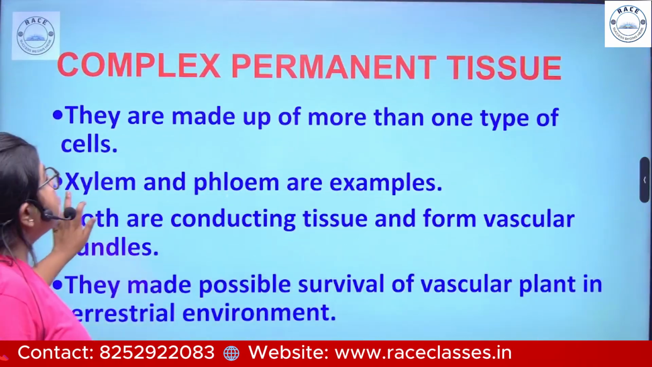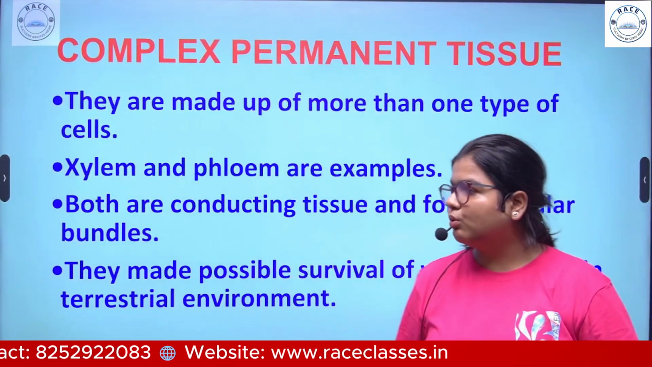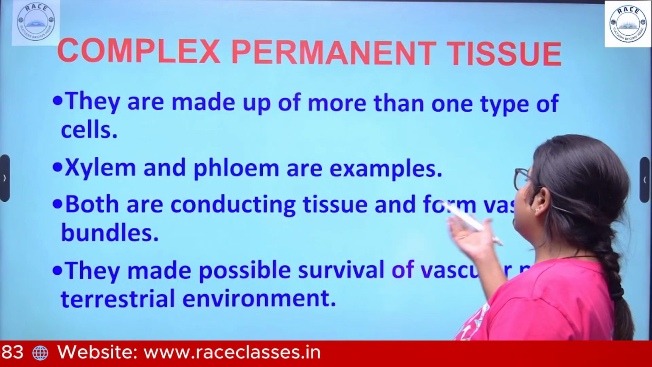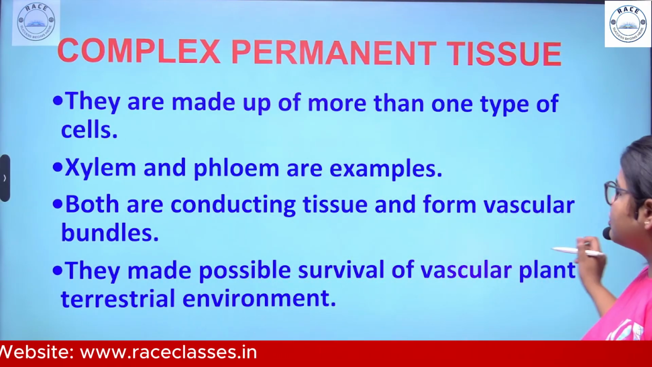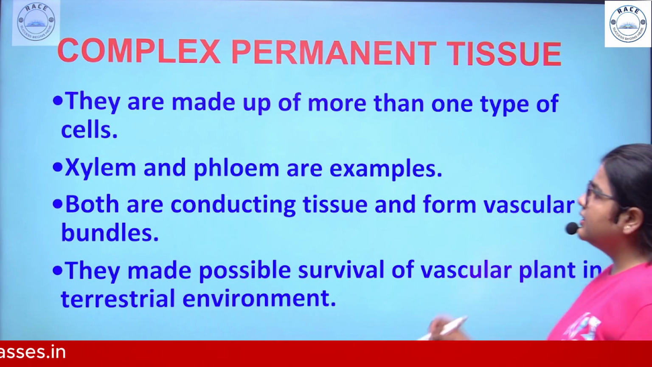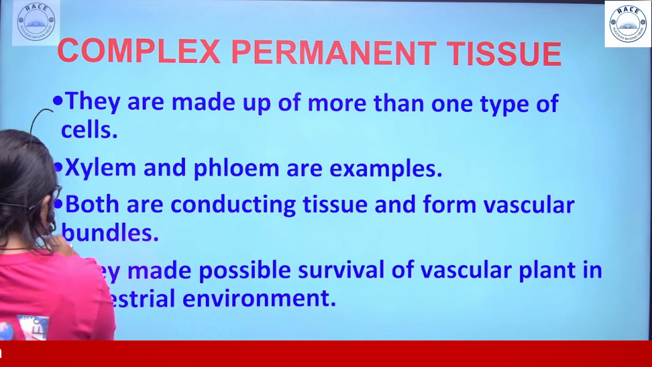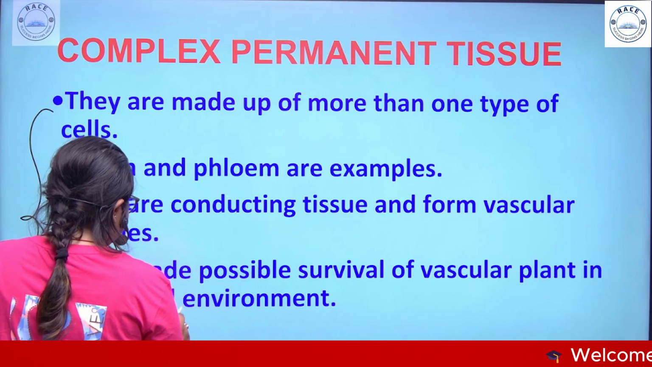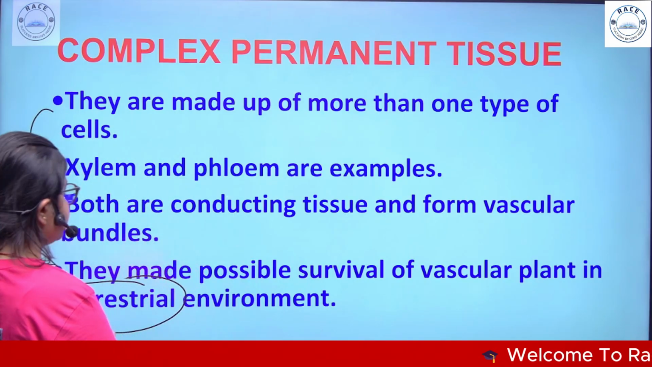We talk about now complex permanent tissue. They are made up of more than one type of cells. Xylem and phloem are examples. Both are conducting tissue and form vascular bundles. They make possible the survival of vascular plants in the terrestrial environment. We've already talked about all these points. The only new point is that they help in the survival of vascular plants in terrestrial environment.